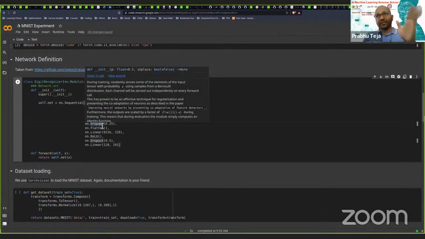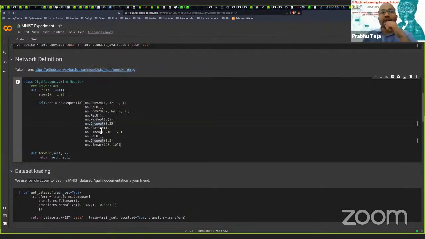Dropout is a regularization technique. It is something that we now don't use much of, but I'll leave it at that. Flatten is really flattening. It takes in a W by H array and generates a WH vector. It just flattens all the pixels. If you compute by hand, I get about 9,216 such pixels. So I take 9,216 and do a linear operation, which is literally a matrix multiplication, and reduce the dimensionality to 128. Do a ReLU, do a dropout. And from this 128, I go down to 10. Why is it 10? Because there are 10 digits to be recognized.